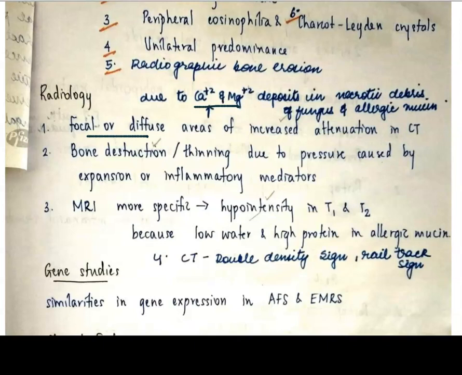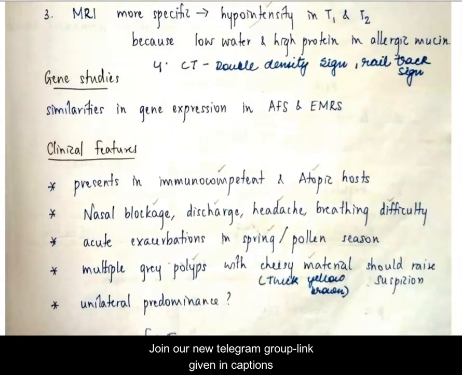And MRI is more specific, but generally we do see a CT scan only. MRI shows hypointensity in T1 and T2 because of low water and high protein in allergic mucin. And again, CT can also show us double density sign and rail track sign. There are various gene studies done, but they are not important. They show similarities in gene expression in allergic fungal sinusitis and eosinophilic mucin rhinosinusitis.